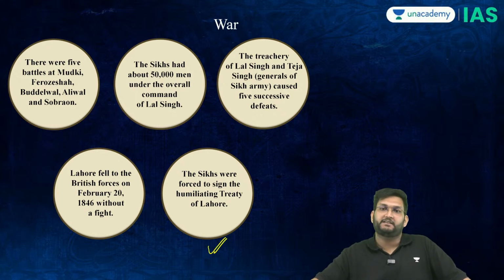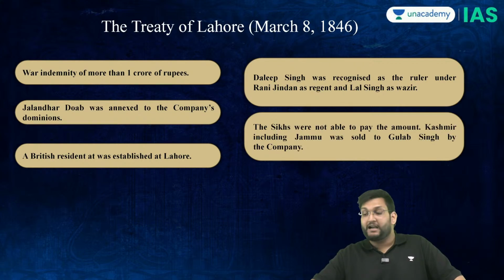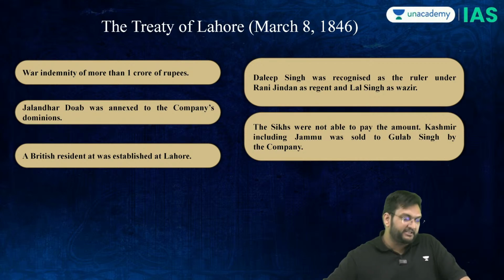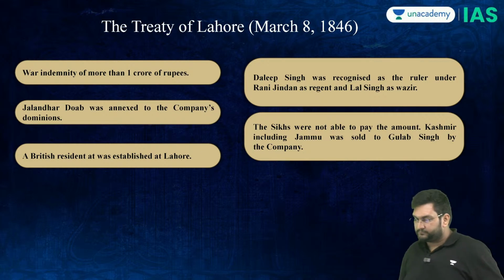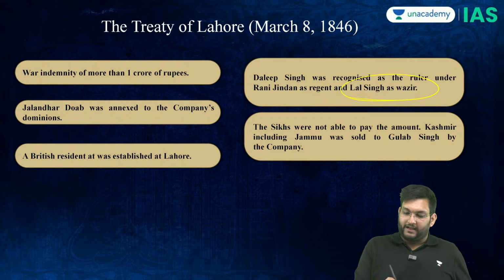Now what is going to happen is, as soon as the Treaty of Lahore is signed, the demands made by the British were astonishing. 1 crore rupees in indemnity. Jalandhar Doab should be given to them. The British resident should be placed in Lahore. Lal Singh, what he wanted was now Wazir. Rani Jindal and Dilip Singh will stand.